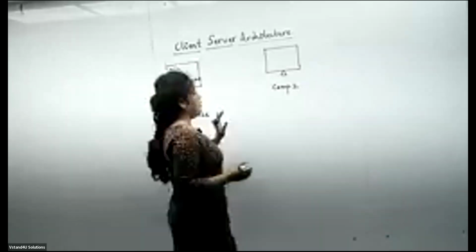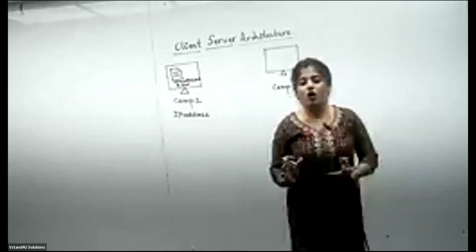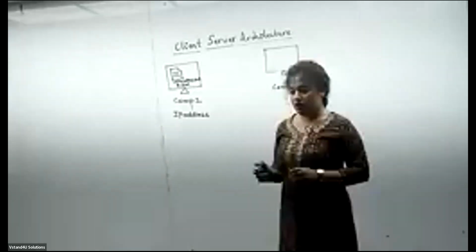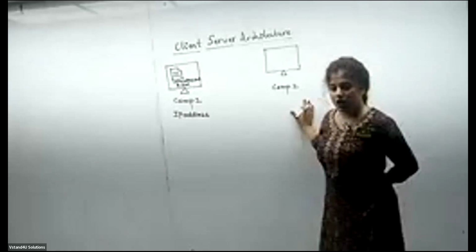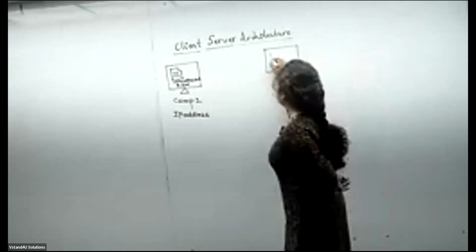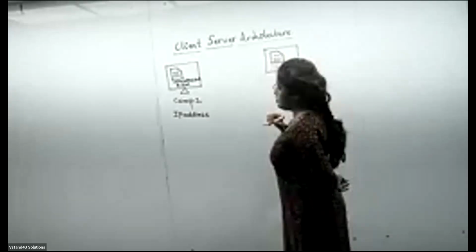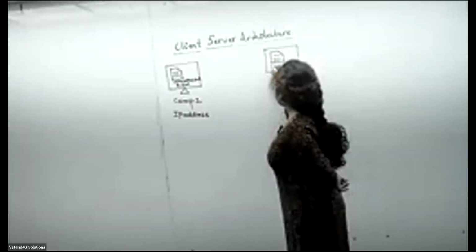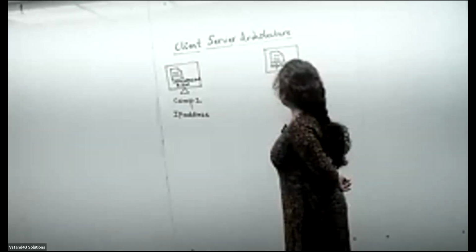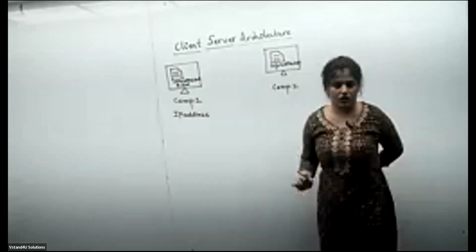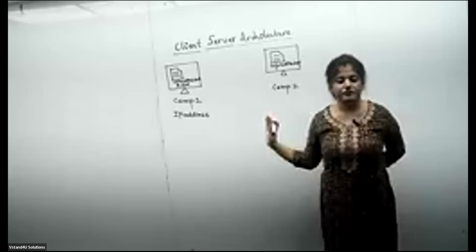And now I want to perform some operation. And in computer 2 also, I have another file. That one I will name as information.txt. Okay, clear till here?